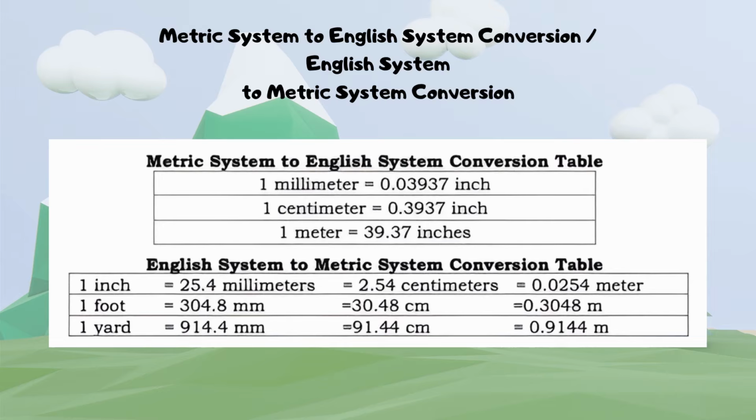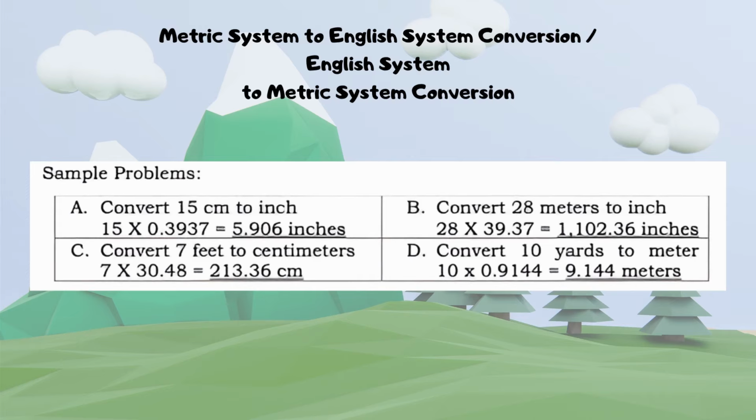Four sample problems. Number 1. Convert 15 centimeters to inches. 15 times 0.3937 is equal to 5.906 inches. Number 2. Convert 28 meters to inches. 28 times 39.37 is equal to 1,102.36 inches. Number 3. Convert 7 feet to centimeters.